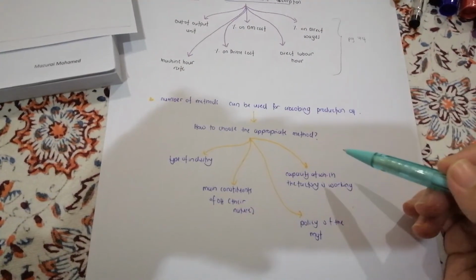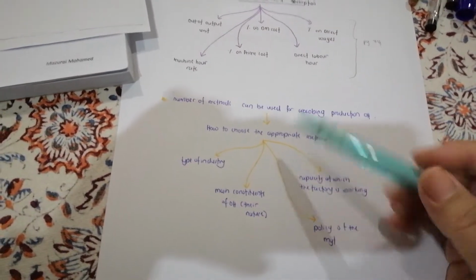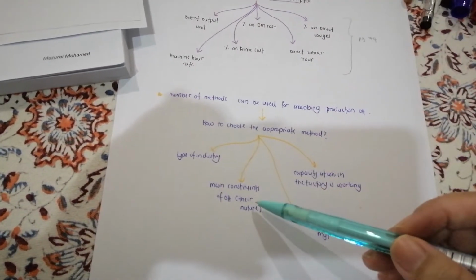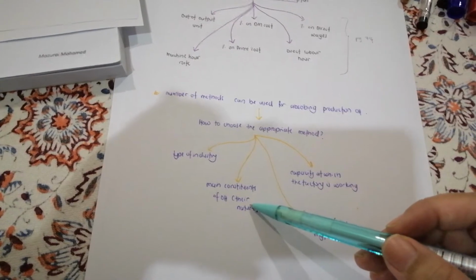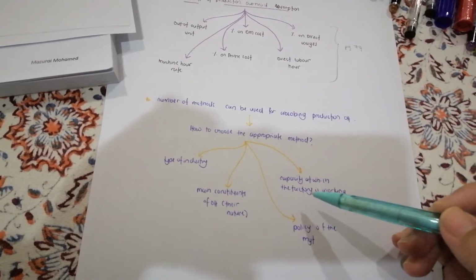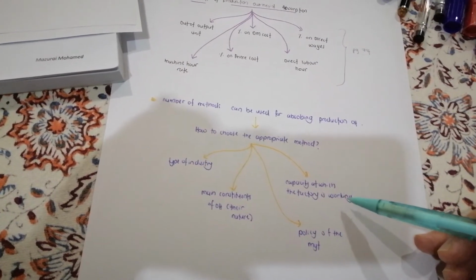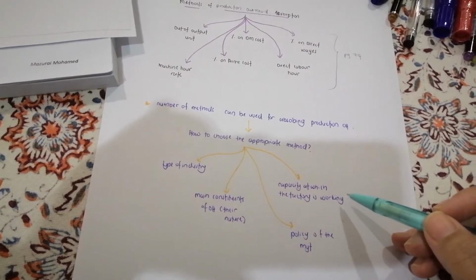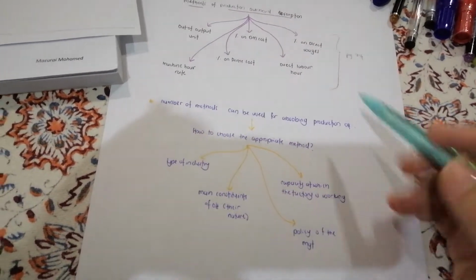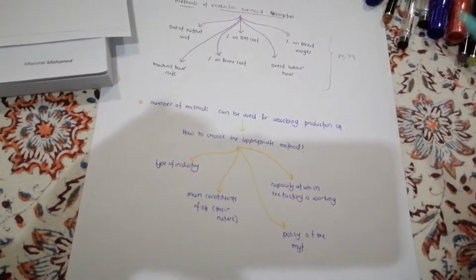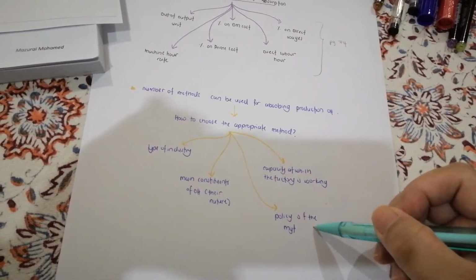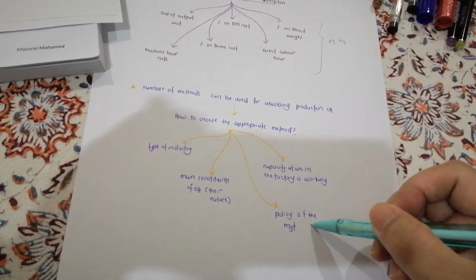Disebabkan banyak methods, how does the company choose the appropriate one? Basically, company will look at the type of business that they are involved in, the main constituent of the overheads, their nature, whether the overheads are fixed or variable, and the capacity at which the factory is working. Contohnya kalau factory tu more on machineries, diorang akan guna machine hours. And then they look at the policy of the management. Yang ini management akan tetapkan, company dia nak guna apa, based on apa.